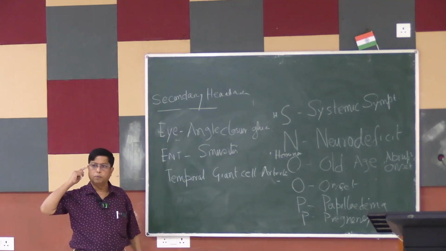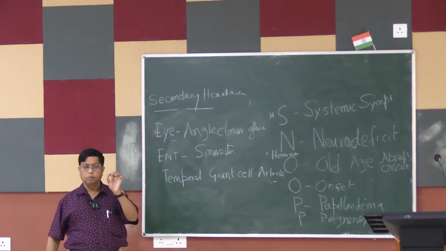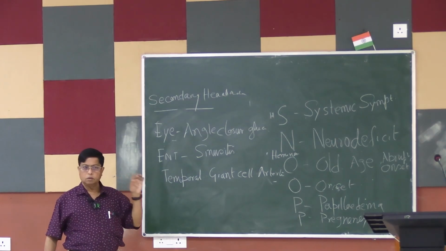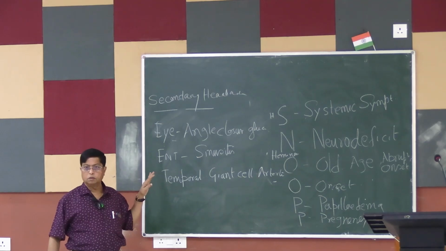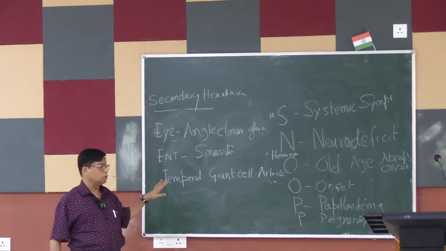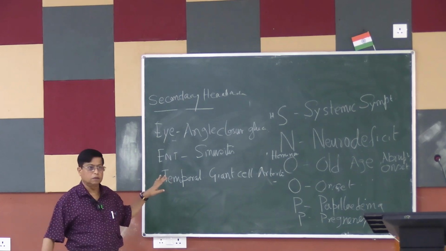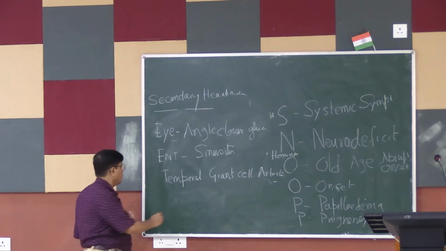This causes severe pain in your temporal region. The diagnostic test is the temporal artery biopsy. By temporal artery biopsy you can diagnose giant cell arteritis. This is very, very important because it is an autoimmune disease, ANCA positive vasculitis. If you are interested, you can learn what the types of ANCA positive vasculitis are. And this is one of the important causes of headache.